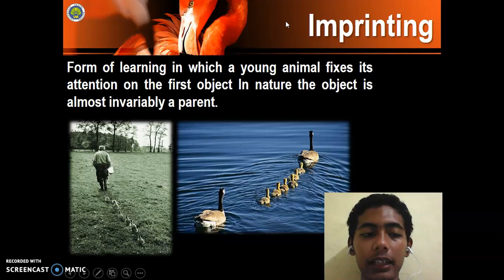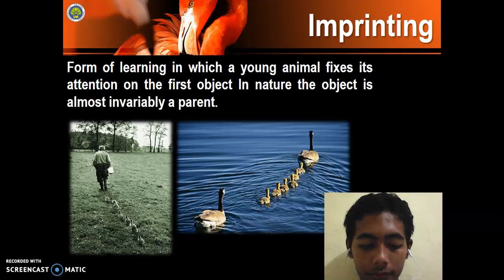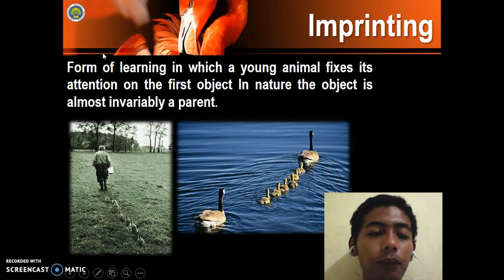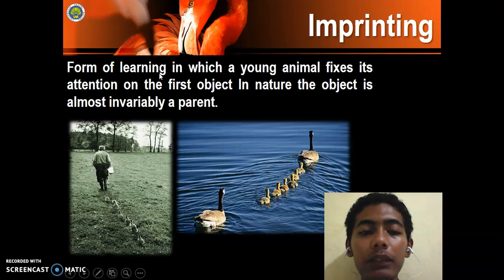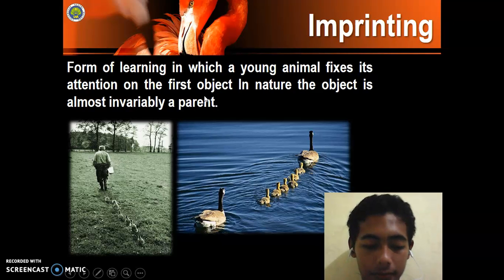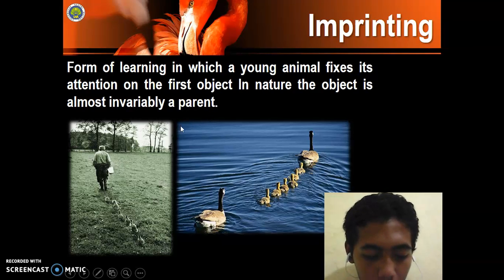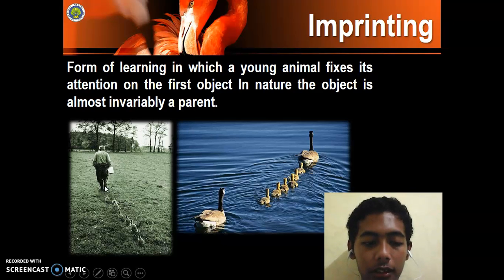The first innate behavior is imprinting. Imprinting is a form of learning in which a young animal fixes its attention on the first object in nature. The object is almost invariably the parents. For example, a duckling will follow the first object it sees when it hatches. Like this, the duckling is following a human.